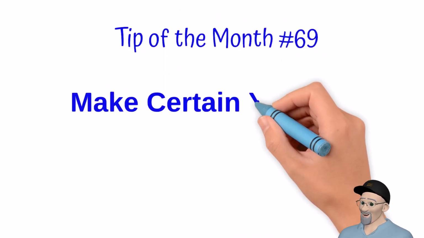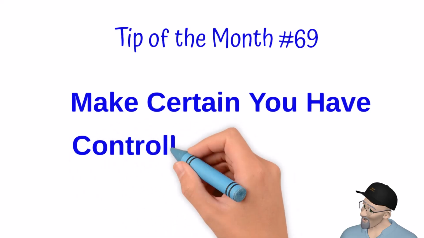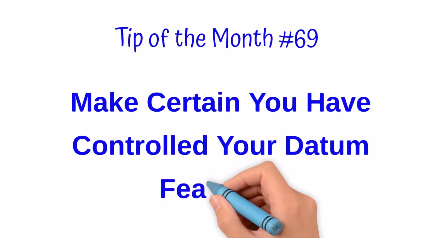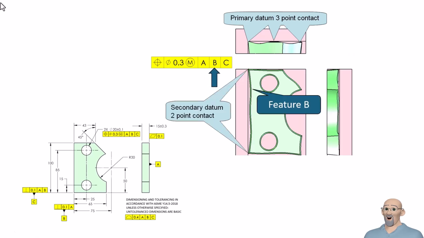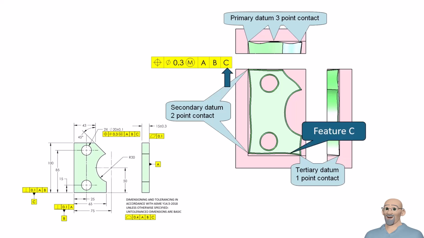Tip number 69. Make certain you have controlled your datum features. In most cases, datums are established from the extremities or high points of datum features through the use of a datum feature simulator for each datum feature referenced in a feature control frame. The set of datums will constrain the datum reference frame relative to the corresponding set of datum feature simulators.